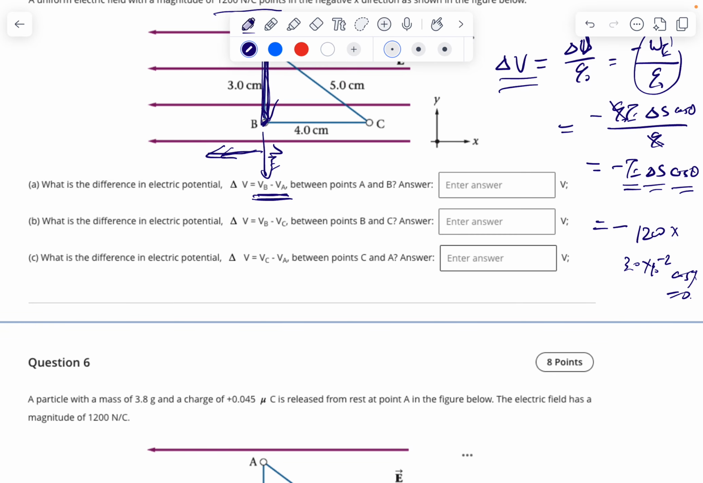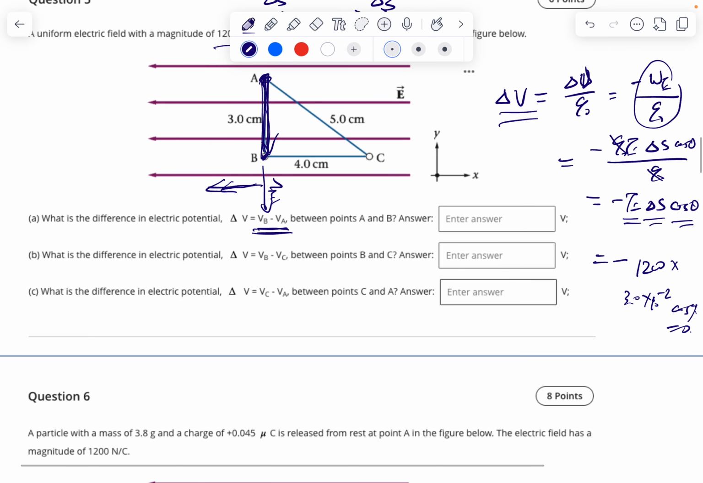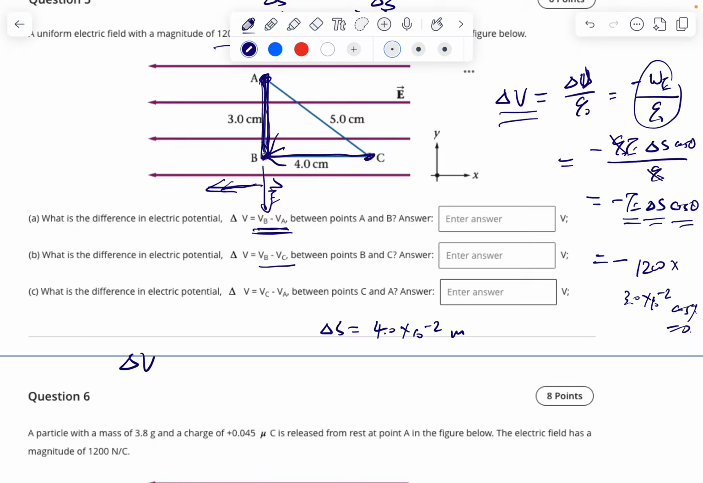What is the difference in electric potential between B and C? All right, so you have to move from C to B. C to B, right? So this is your displacement, which is magnitude-wise 4.0 centimeter, right? So this is delta S equal to 4.0 times 10 to the negative 2 meter, okay? You use the same equation, you see, delta V equal to negative E delta S cosine theta, all right?